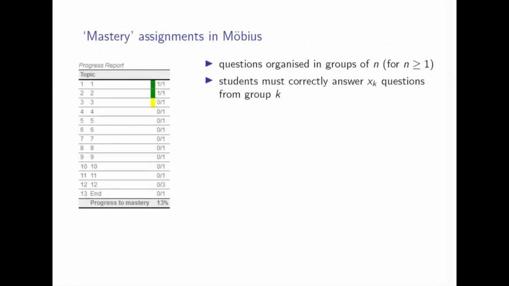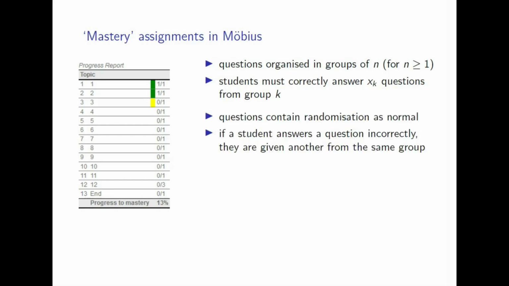So how does the mastery assignment type in Möbius work? You organize your questions into groups and specify how many questions the student needs to correctly answer from each group. Each question is graded as the student completes it before they move on to the next question. The questions are just the same as in other Möbius assignments, so have as much variation as you've chosen to code. If a student gets a question wrong, they're given another question to do from the same group, which will often mean the same question with new numbers.